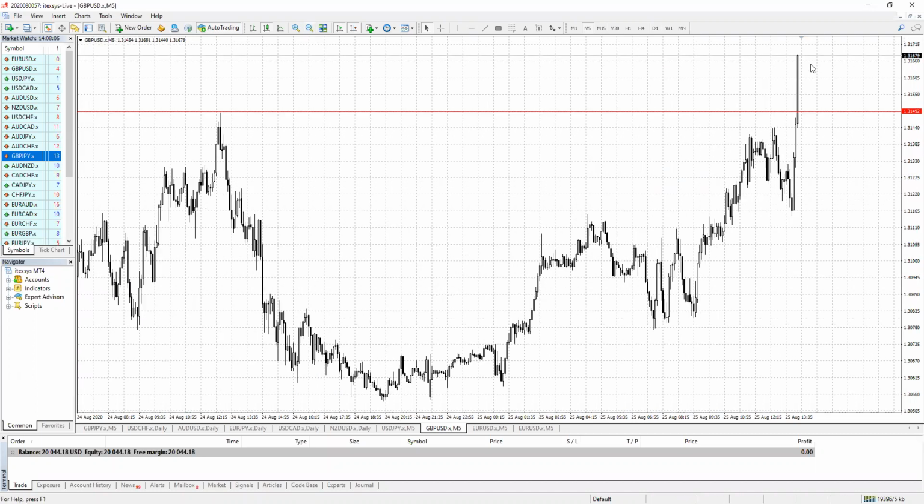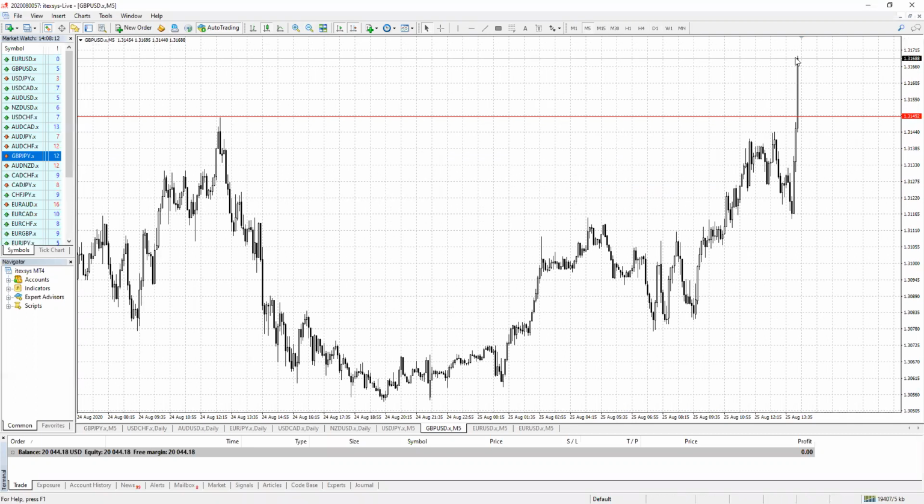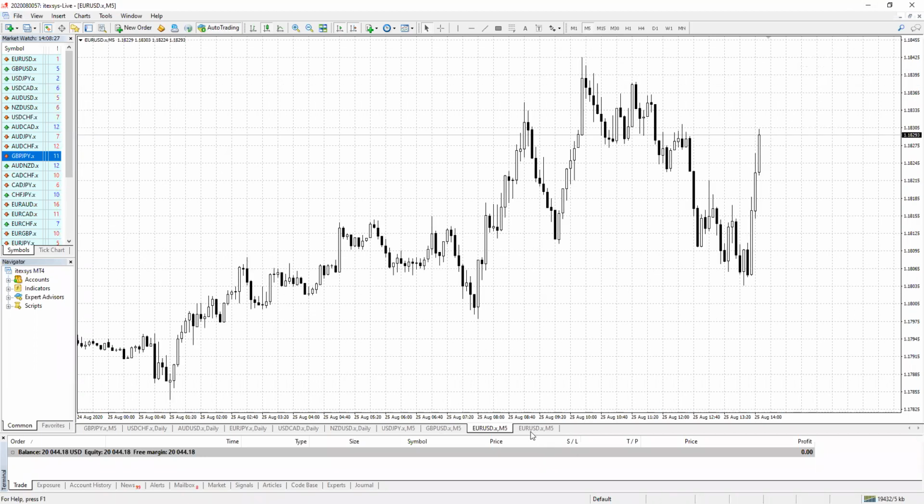And as soon as this bar closes here above, I'll wait for some kind of pullback, and I'll try to join the bullish momentum. So I'll show you a little technique. Let's see if we can do this. Let me open up another chart.